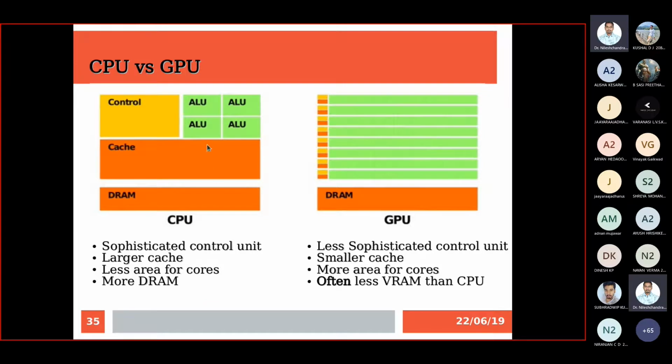On a CPU, most of the area is dedicated to your cache and control logic, right? According to this, most of the space is utilized for cache memory and control logic. Whereas in the case of a GPU, most of the space will be utilized for your cores or computing resources, right? More area is dedicated to your cores.